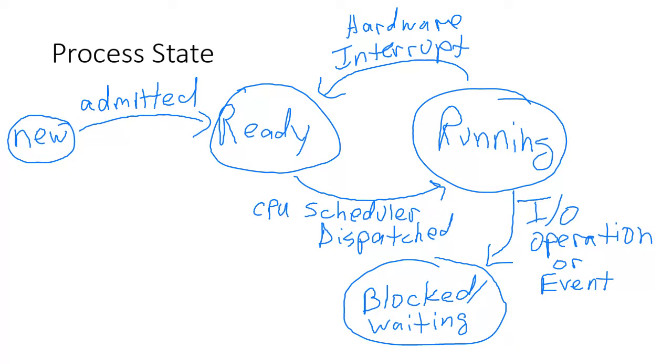Sometimes one process needs something provided by another process, so it executes a system call that puts it in the blocked or waiting state. That would be an event and not necessarily an I/O operation. But often most system calls are.